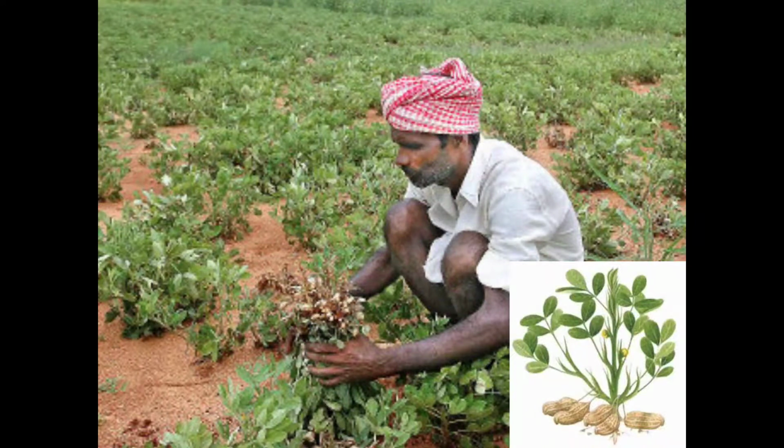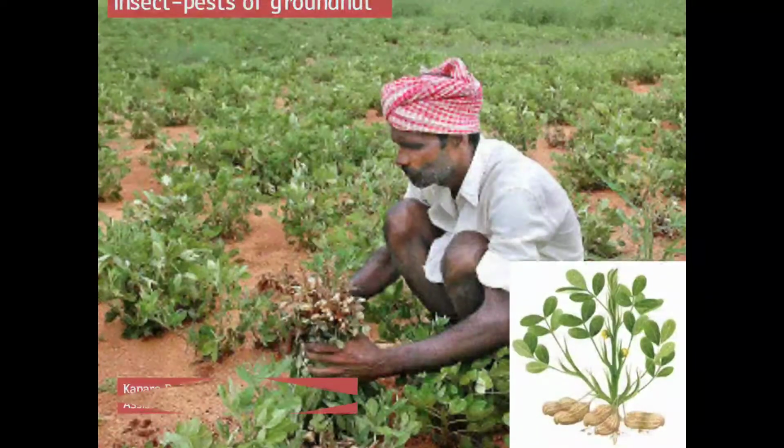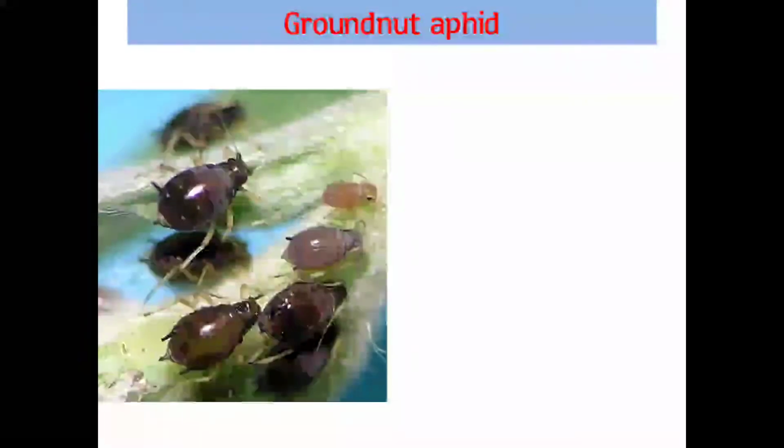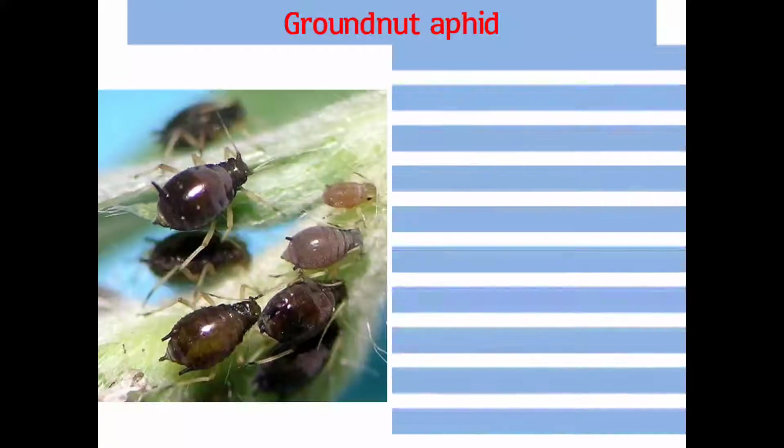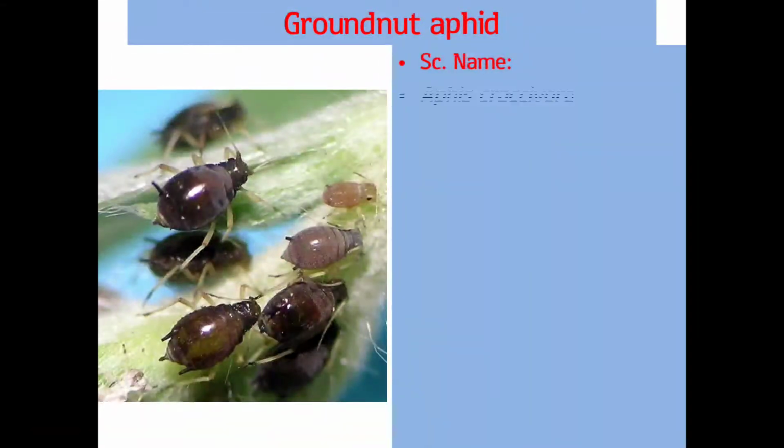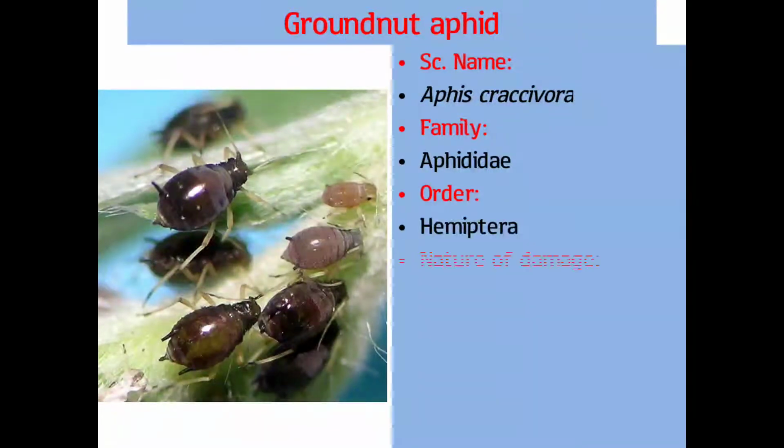Today we have to discuss the major pests of the groundnut crop, an oilseed crop. The first major pest on groundnut is the groundnut aphid. These are major sucking pests on the groundnut crop. Scientific name of aphid, Aphis craccivora, family Aphididae, order Hemiptera. Means these are sucking pests.